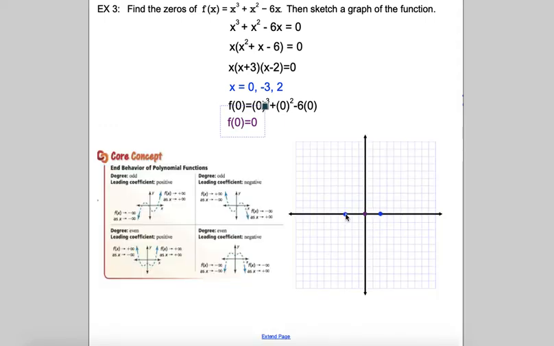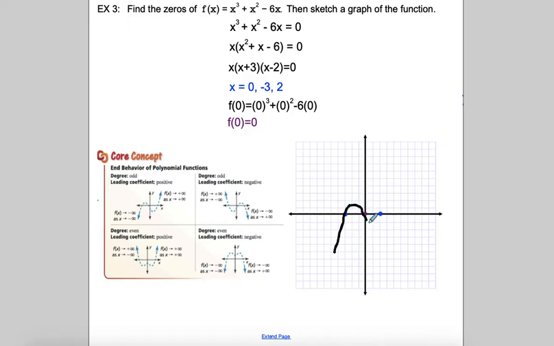Okay, so I have my x-intercepts at negative 3 and 2. My y-intercept is at 0, 0. If I look at my function, the original function was a third power function, which is an odd function. My leading coefficient was positive, so it should look something like this. So I'm going to go down on the left and up on the right. So once again, you get to see my horrible sketching skills with my finger on my mouse pad.